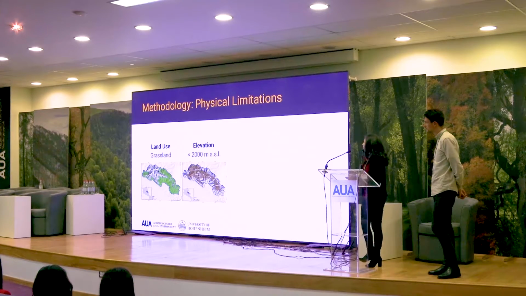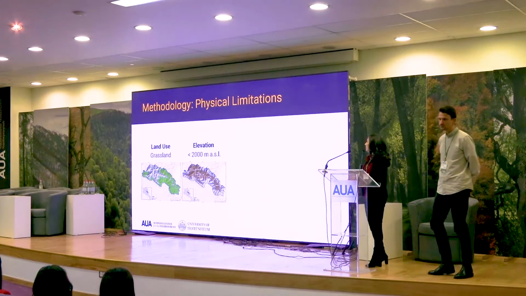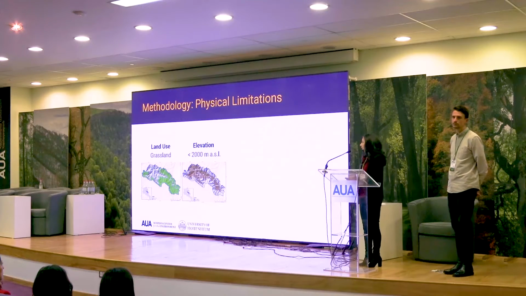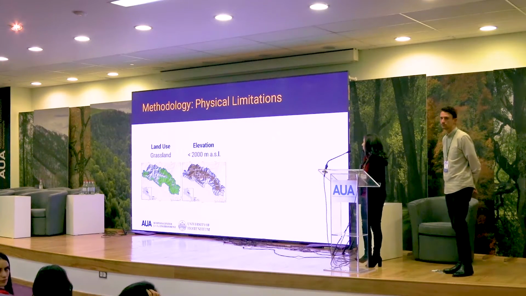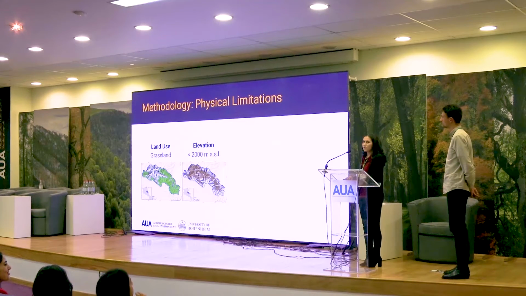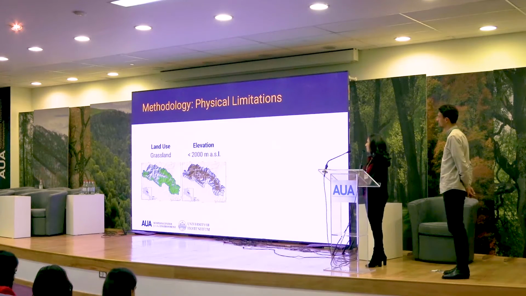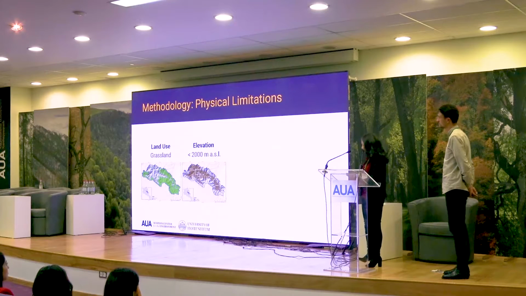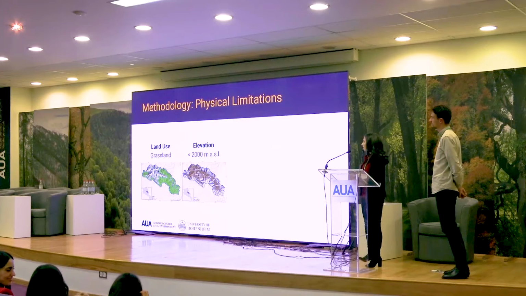The second limitation, a physical limitation, is elevation that we have taken into account. We assume that we can plant trees only in the areas which have an altitude of less than 2,000 meters above sea level. Those kinds of areas are shown in this second map.